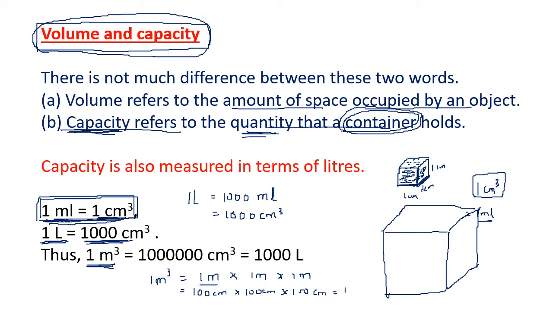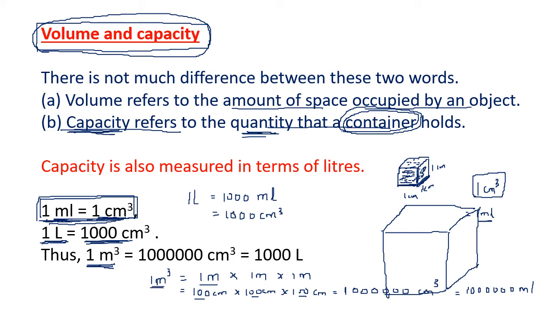That is 1 into 1 into 1 is 1, into 2 zeros, into 4, into 6 zeros. So 1, 2, 3, 4, 5, 6, 10 lakh centimeter cube. 10 lakh centimeter cube is 10 lakh milliliter. This much milliliter can be held in 1 meter cube.